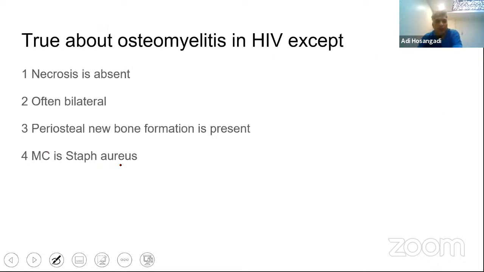True about osteomyelitis in HIV, except... it is immune compromised. I told you Staph aureus is common. New bone formation is present. Bilateral necrosis is absent. Necrosis is present.